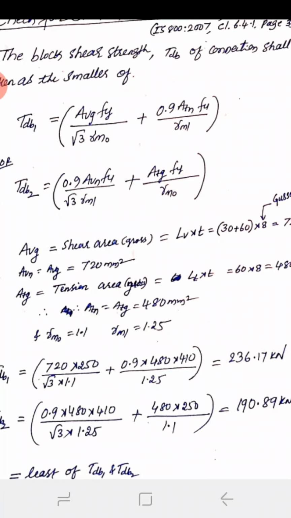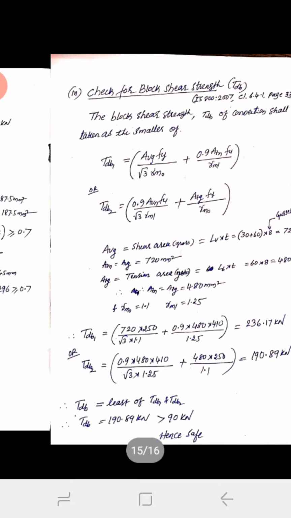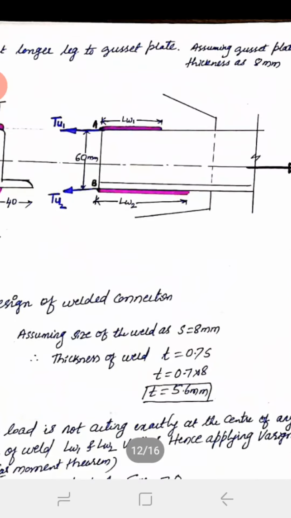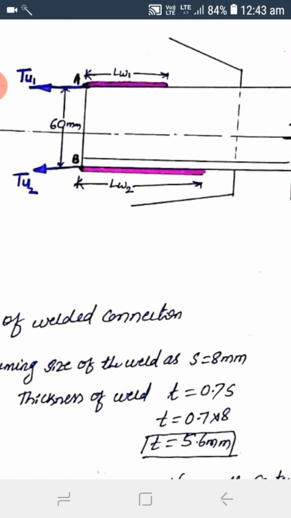Again you calculate AVG, AVN, ATG, ATN. AV is the shear area, and ATG and ATN are the tension plane areas. Again, the shear plane areas are to be taken along the direction of load, that is parallel to the load, and the tension area to be taken perpendicular to the load. So in this case the shear area here, I'll mention to you.